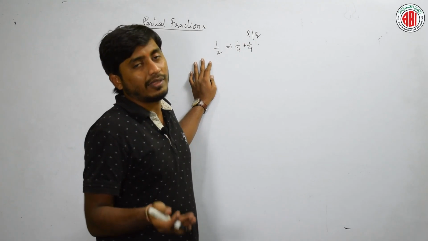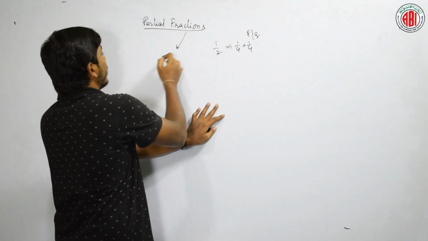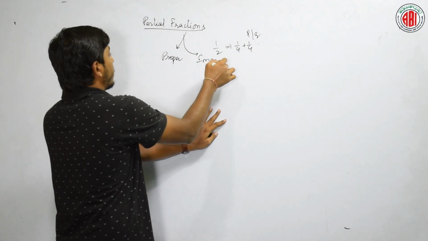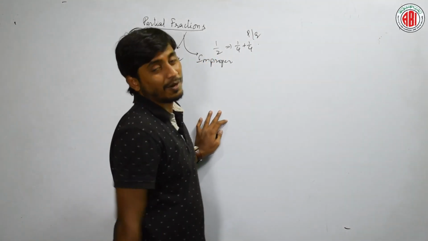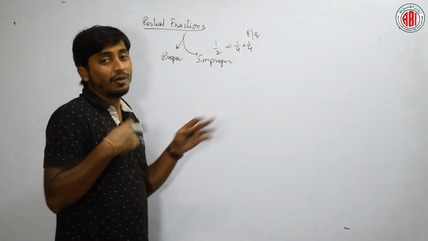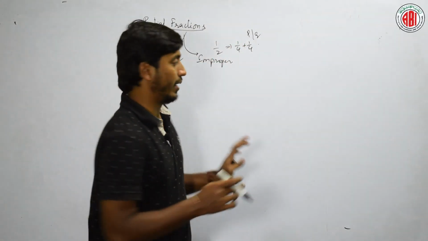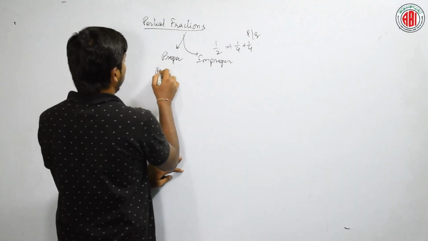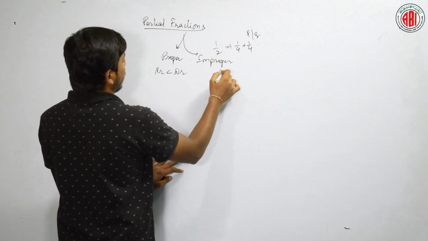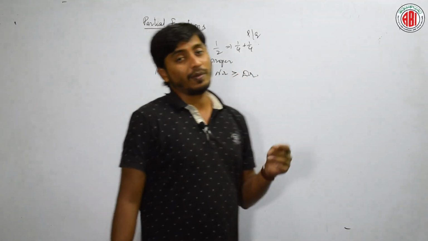Before going into the actual content, first we know that fractions are of two types, proper and improper. When do we say it is a proper fraction? If it is a real number fraction, we say the numerator is less than the denominator. If numerator is less than denominator, then it is called a proper fraction. If numerator is greater than or equal to denominator, then it is called an improper fraction.